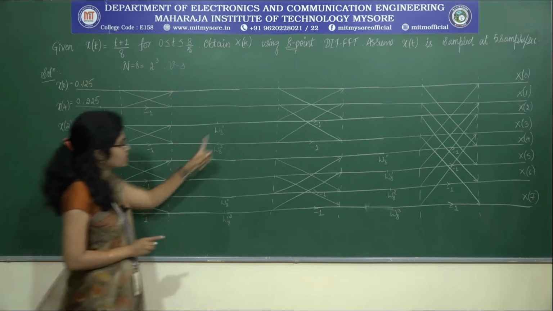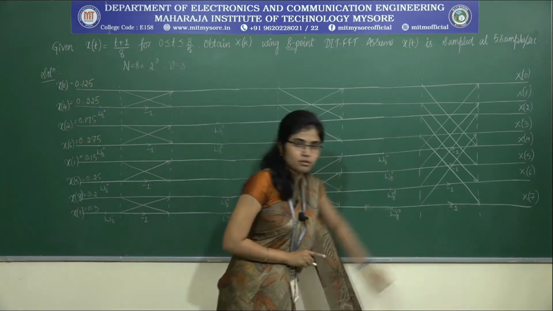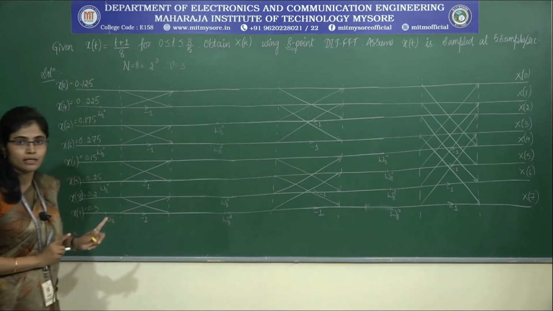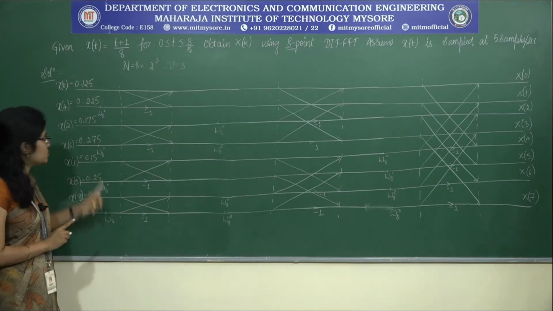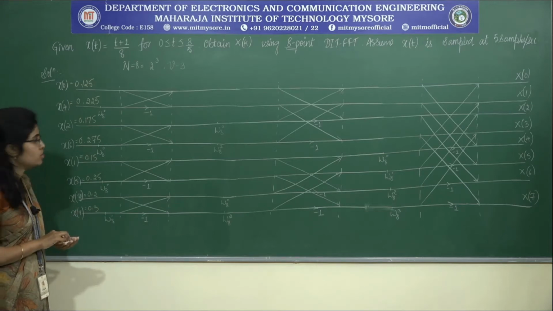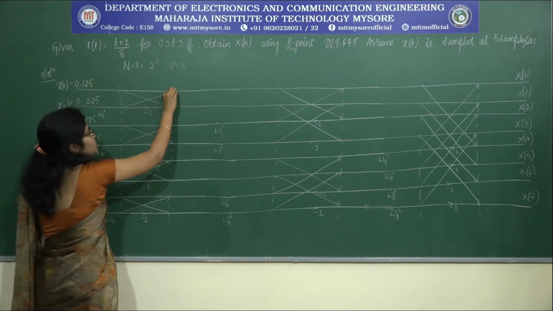So this is the first stage, second stage and this is the third stage. We all know in DIT-FFT algorithm the input will be in bit reversed order. I have tabulated the input also. Now I need to find out what is the data at this particular point.